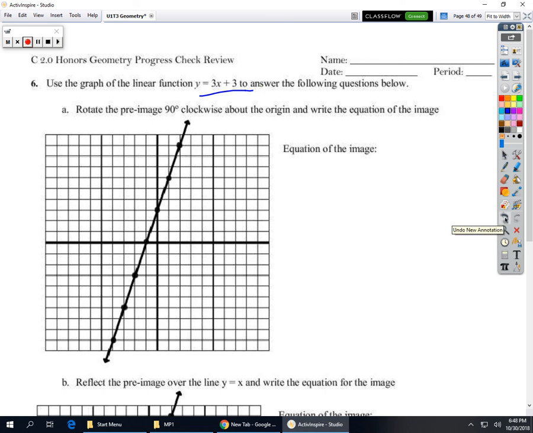So what do I need to do with this line, first of all? I need to rotate the pre-image 90 degrees clockwise. Clockwise is that way. That is terrible.